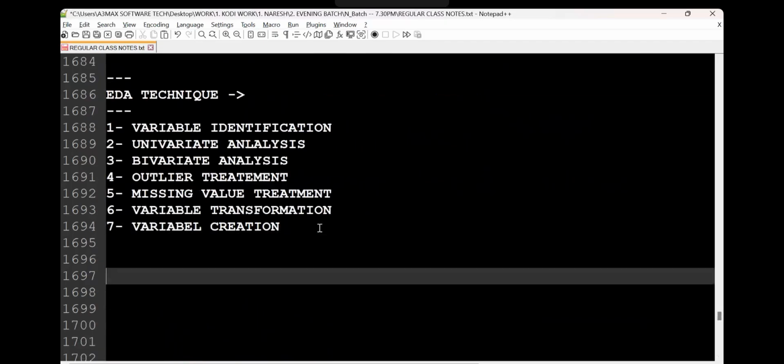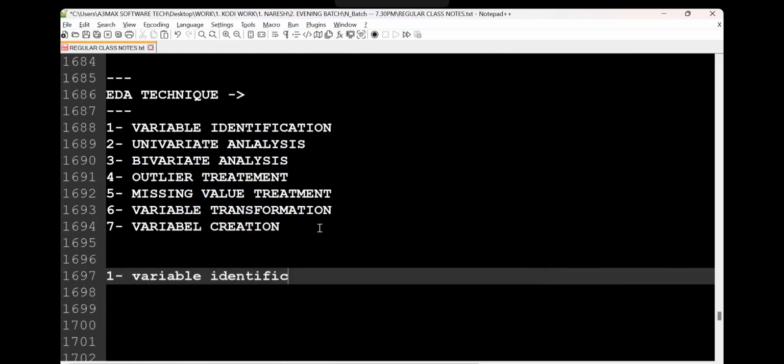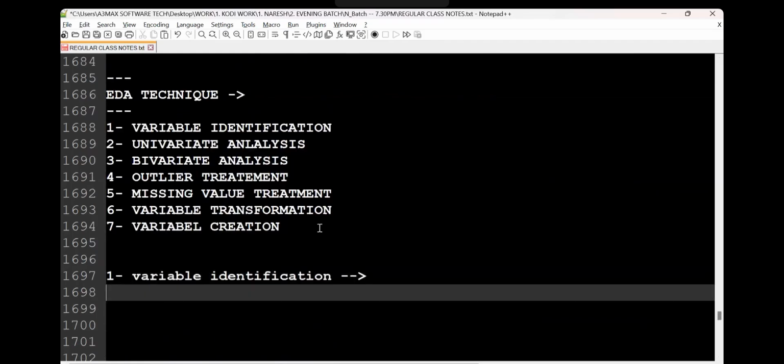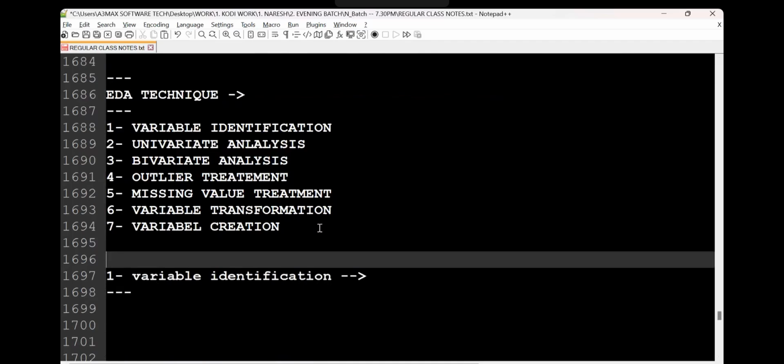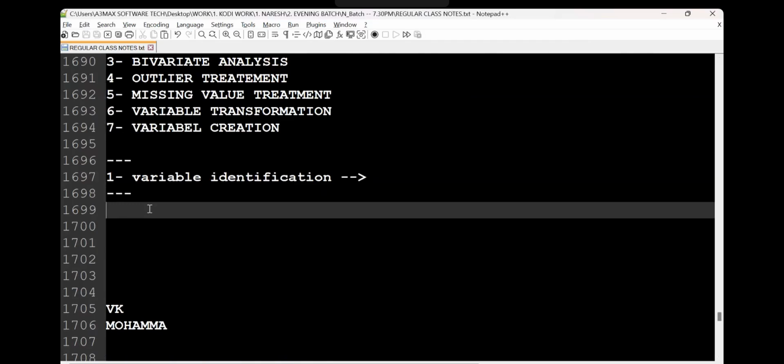Okay. First one, variable identification. Can we go to the first concept? Don't argue with me. Just listen to what I say. Okay. Variable identification. I'll give you some use cases.